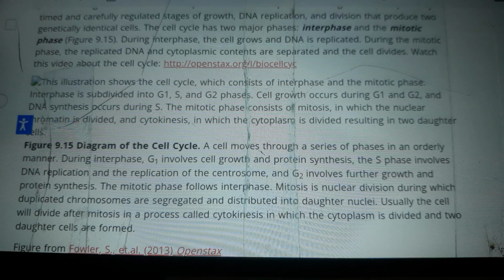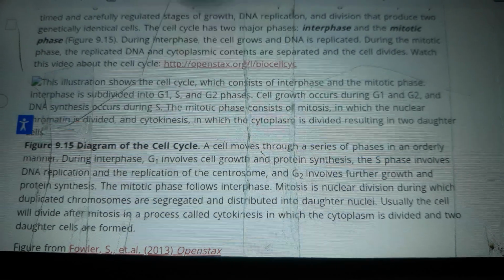The cell cycle has two major phases, interphase and the mitotic phase. During interphase, the cell grows and DNA is replicated. During the mitotic phase, the replicated DNA and cytoplasmic contents are separated and the cell divides. So watch this video about the cell cycle at openstax.org. So let's just check that too.